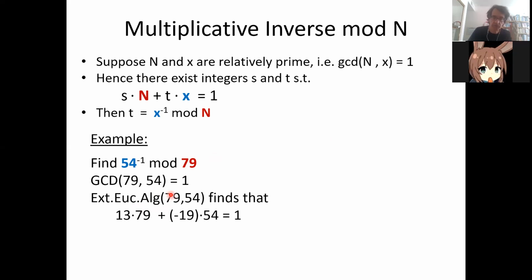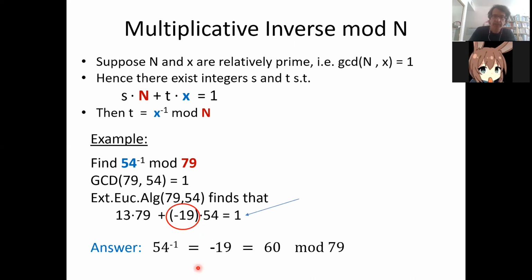In particular, I'm just telling you that these coefficients will be 13 and minus 19. In other words, 13 times 79 plus minus 19 times 54 is 1. So t is minus 19. And when I ask you, what is the multiplicative inverse of 54 mod 79? Do not tell me minus 19 itself, because that's another number mod 79. Reduce it mod 79 and give me an answer in Z79, which is between 0 and 78. It's 60. These two numbers are the same. So 60 is the multiplicative inverse of 54.